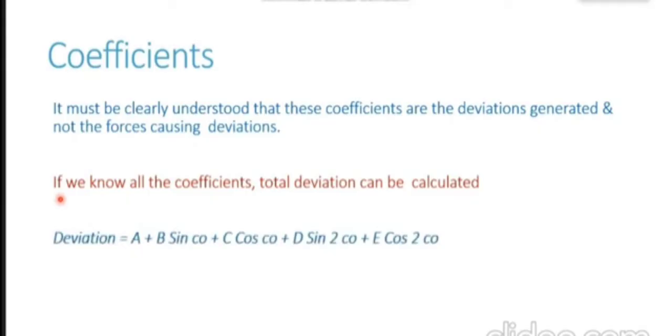Now, how can it be done? We have a very simple formula for finding the deviation from the coefficients. The formula is deviation is equal to coefficient A plus B sine, C cos.